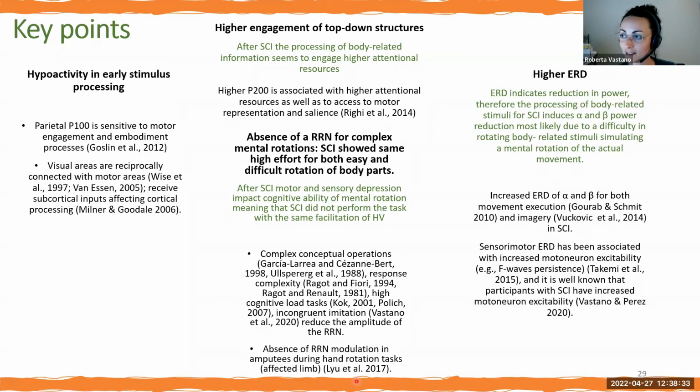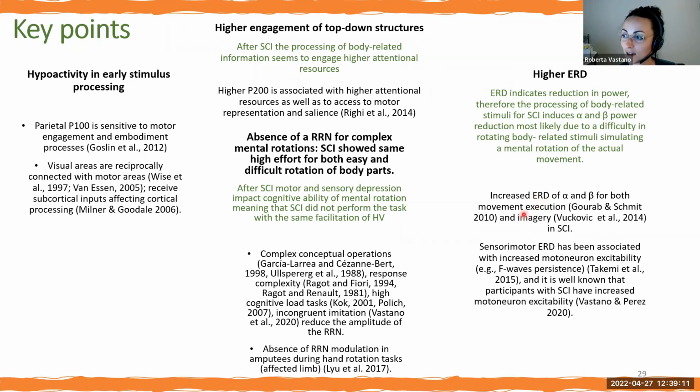Finally, we found a higher desynchronization. Again, higher desynchronization indicates reduction in power. They have higher desynchronization in particular for beta, most likely because there is more difficulty for them to perform the task, but it's also important to note that usually during the activation of the motor cortex, the desynchronization is always present. And it's well known that SCI have motor neuron excitability and exaggerated activation of the motor cortex.